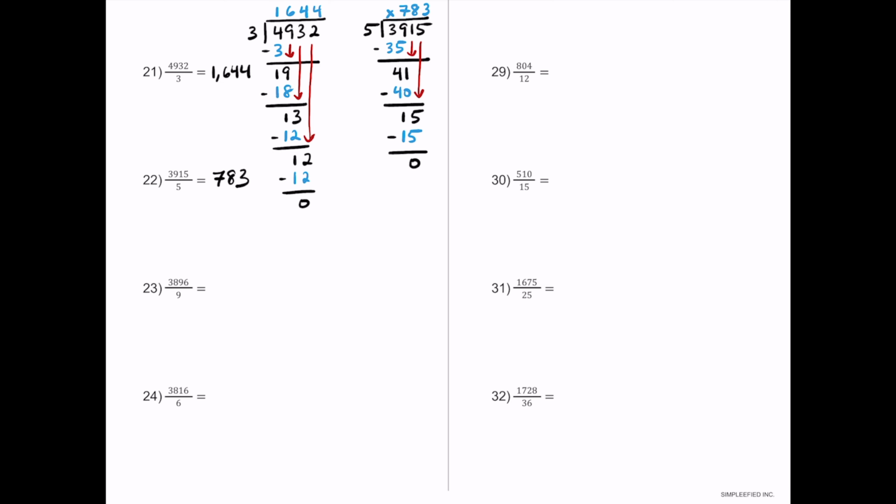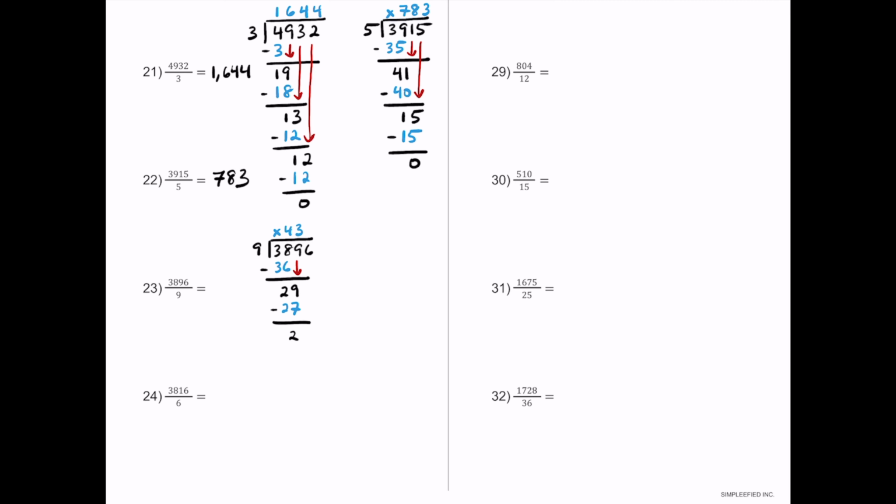For 23, let's go ahead and try that one out. We have 3,896, so I'm going to divide that by 9. So 9 doesn't fit into 3, but it does fit into 38 4 times. 4 times 9 is 36. If we subtract here, we're going to get 2 off. And let's bring down this 9. 9 times, let's go with 3, that's going to be 27. We're only off by 2.